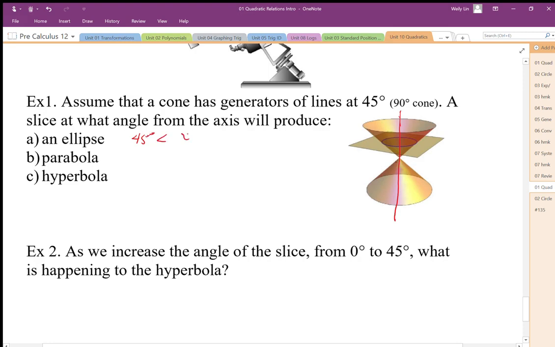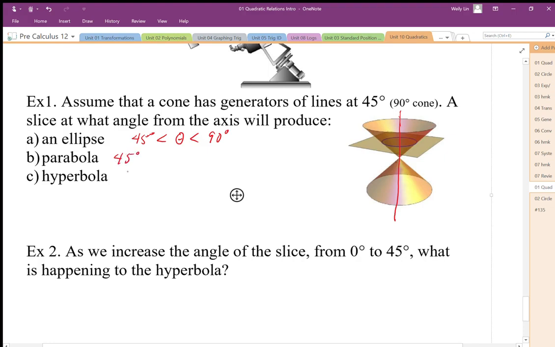Less than, maybe I'll call that theta, less than 90 degrees. At 90 degrees is a circle. Less than 90 degrees all the way to just until we hit 45 degrees, we get an ellipse. Right at 45 degrees, we're going to end up with a parabola.